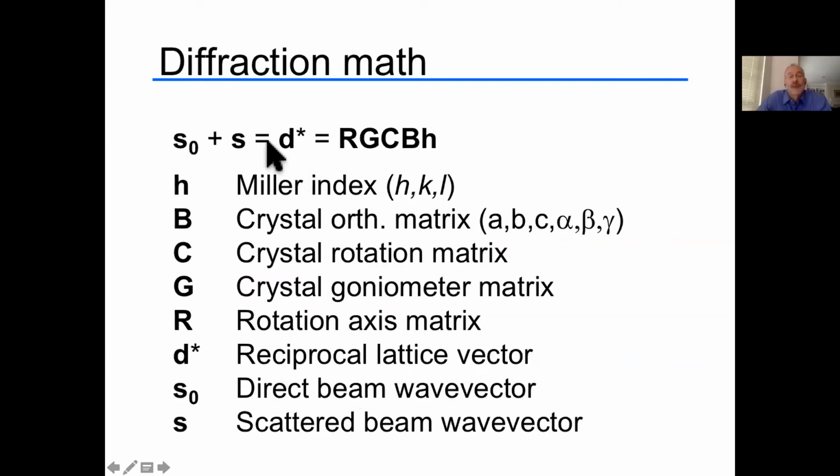So, diffraction maths. S0 plus S is equal to D star. D star is generally the reciprocal of the vector D times these 5 quantities. So the three-dimensional vector H is the Miller index. B is the crystal orthogonalization matrix, and it encapsulates the unit cell information. C is the 3x3 orientation matrix of the crystal.